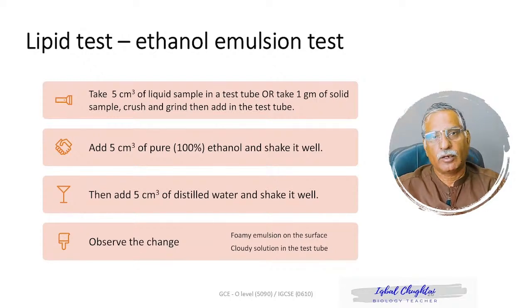But if we have a solid sample like peanuts, almonds, cashew nuts, or any other source, what we do is crush it first, grind it to powder, add that powder in the test tube, add 5 cm cube of pure ethanol and shake it till the whole powder is dissolved in the ethanol. Then we add 5 cm cube of distilled water in the same test tube, shake it well, and we find the same results: cloudy test tube contents and foamy emulsion on the surface. That confirms the presence of lipids in the given sample.